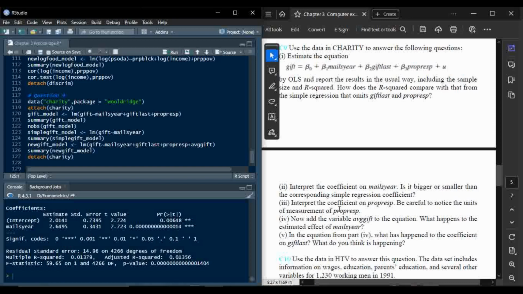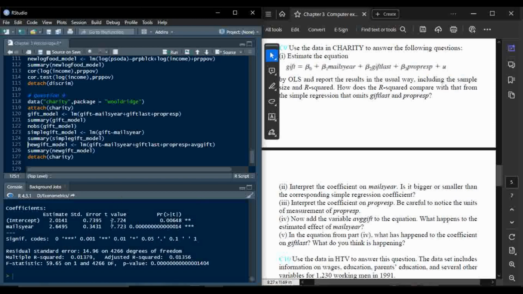Now the third part says interpret the coefficient on proper ESP. Be careful to notice the units of measurement of proper ESP. Because proper ESP is a proportion, it makes little sense to increase it by 1. Such an increase can happen only if proper ESP goes from 0 to 1. Instead, we should consider a 0.1 increase in proper ESP, or a 10 percentage point increase. Then gift is estimated to be 1.54 guilders higher.